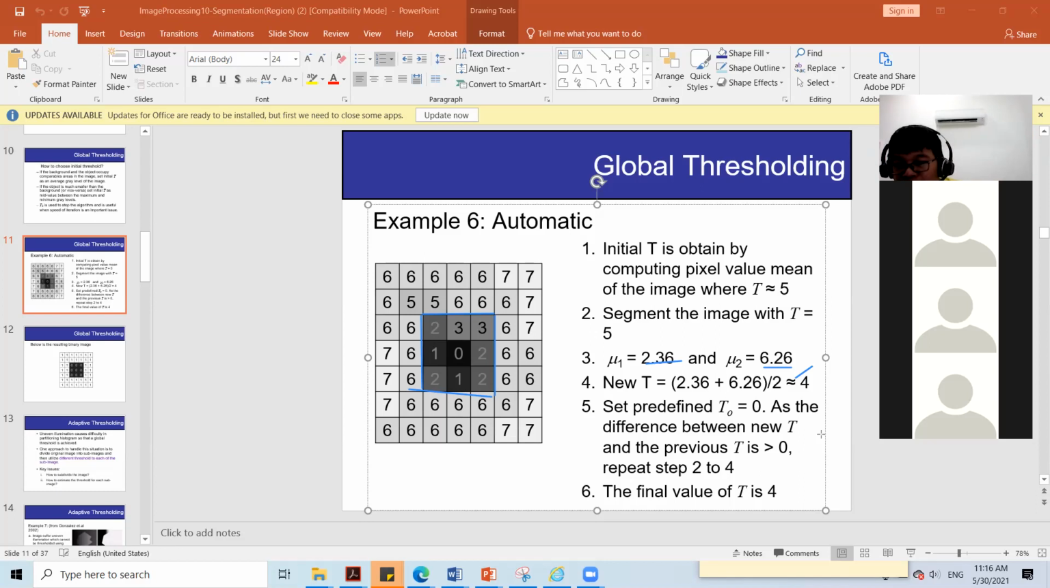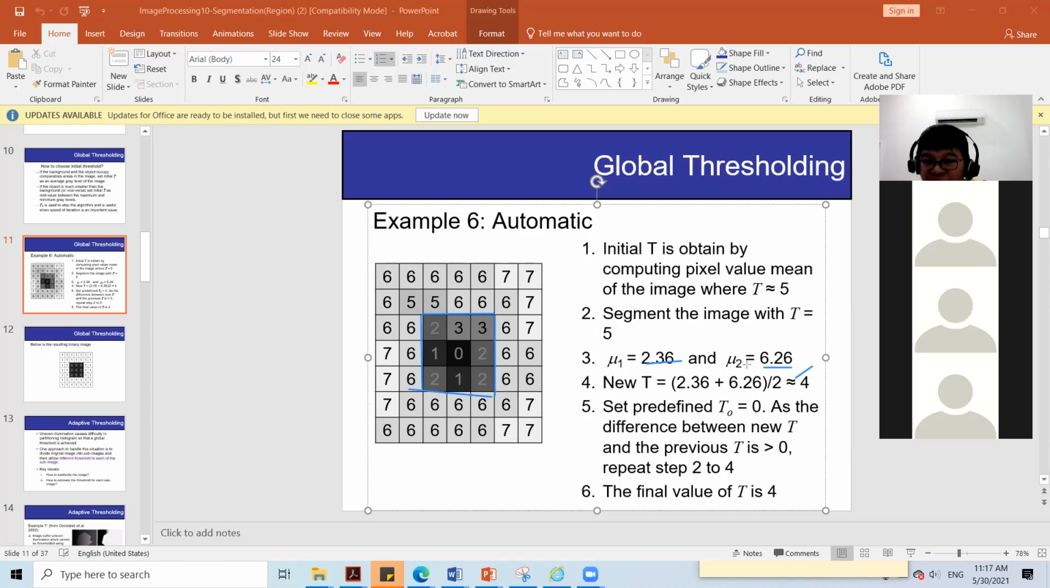How do we get 2.36? When you group this one into one group, then you get the average value or the mean value. It's all added, right? 1 plus 2, 2 plus 3 plus 3 plus 1 plus 0 plus 2 plus 2 plus 1 plus 2. Divide by 9. Then you get this value.